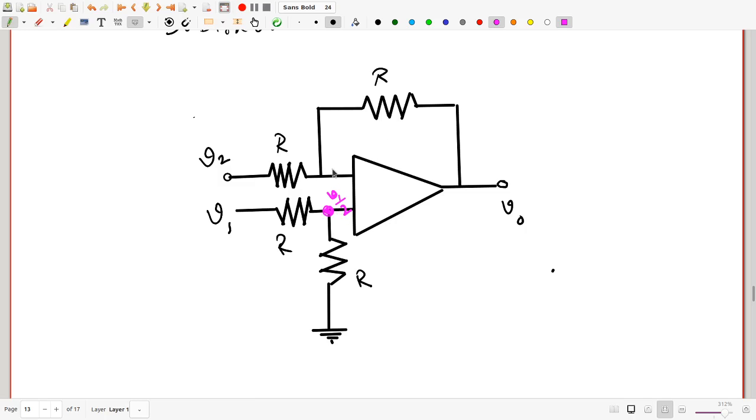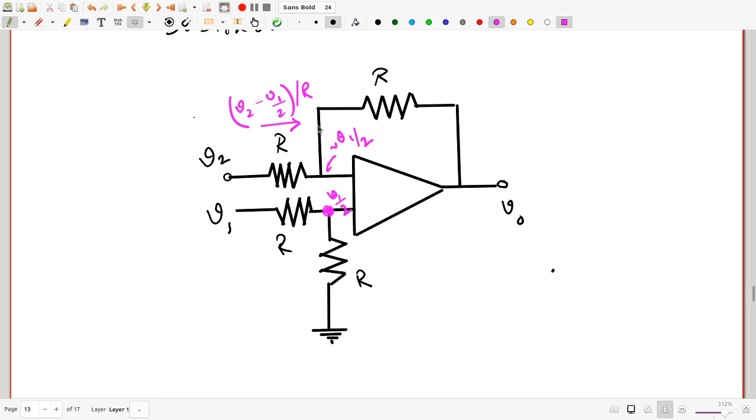But if this is at V1 by 2, actually this is virtually at V1 by 2. So VD is tiny. So how much is going to be this current? That of course will depend on the relative values of V2 and V1. It's actually going to be V2 minus V1 by 2, the voltage drop across this resistor, divided by R in this direction.